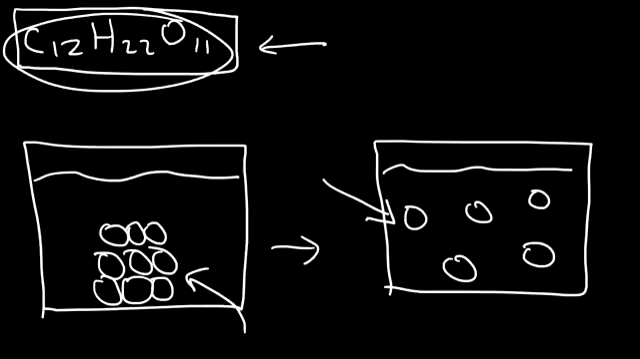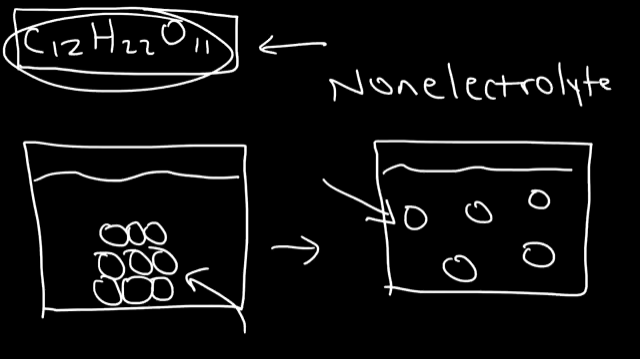So sugar doesn't ionize. If you try to pass electricity through it, and if you try to see if the light bulb is going to light up, it won't. So therefore, it's a non-electrolyte. It dissolves in water, but it doesn't ionize. It does not conduct electricity. If there are no free-flowing ions in water, water will not conduct electricity.